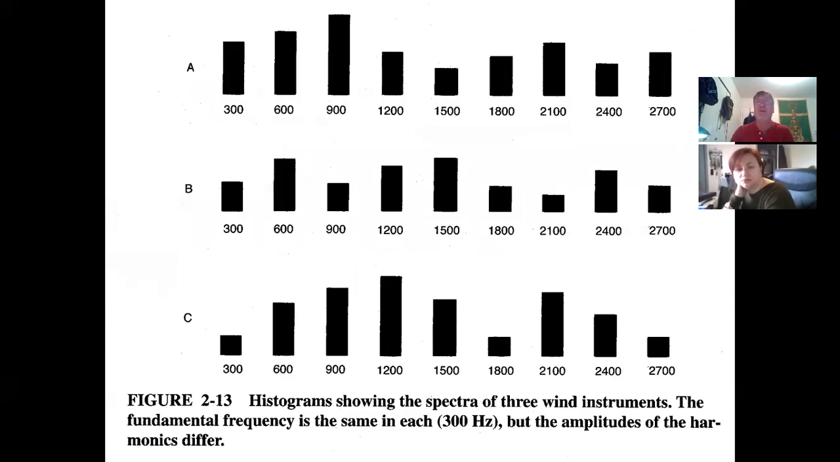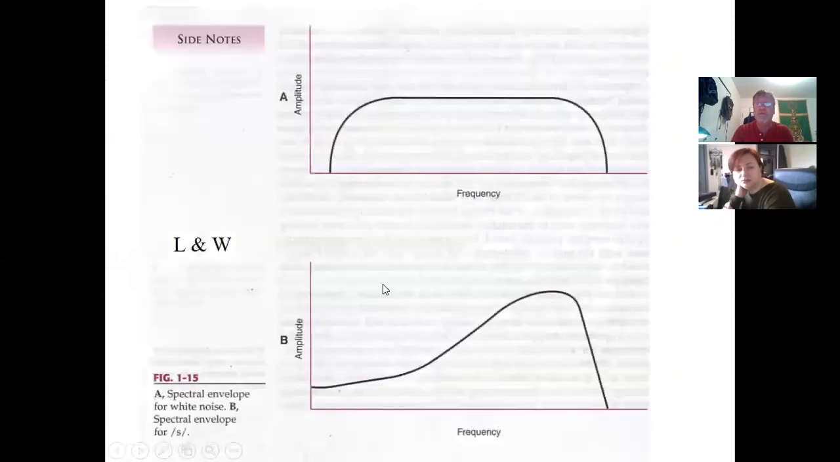Here's another series of complex sounds. Three different spectra, A, B, C. They might be from three different musical instruments. They all have the same fundamental frequency and the same harmonics. But look at this, they're different amplitudes. And that's what's going to make different timbre or quality. This might be a trumpet, this might be a clarinet, this might be an oboe, who knows?